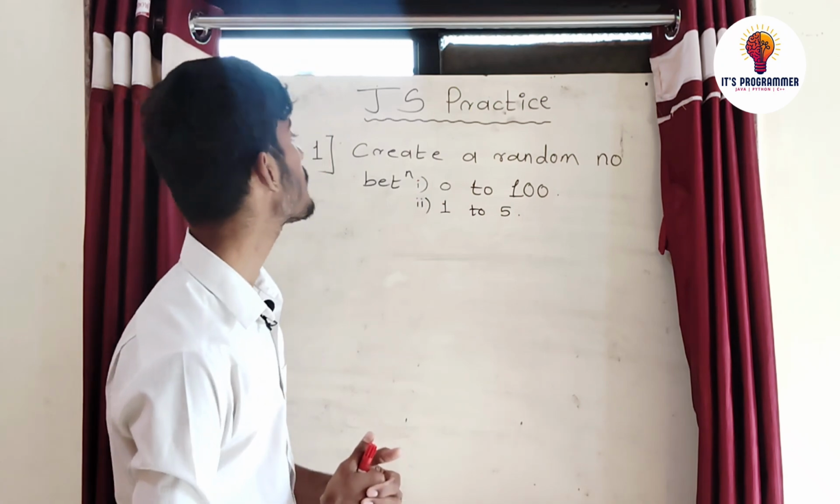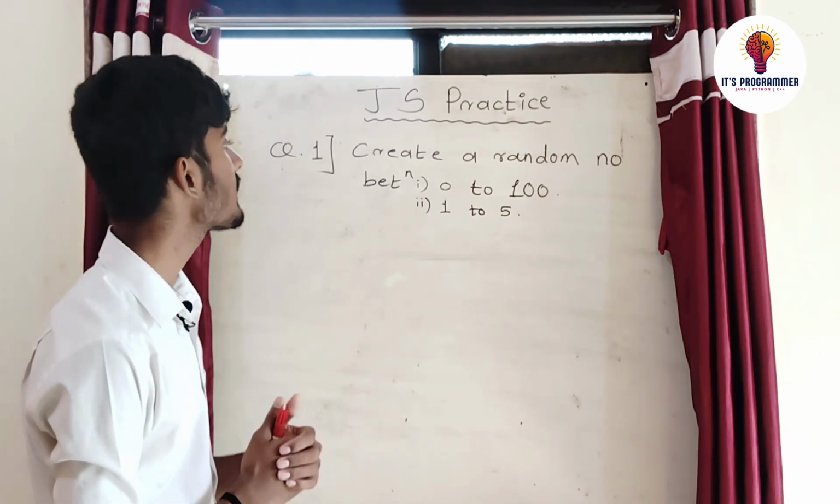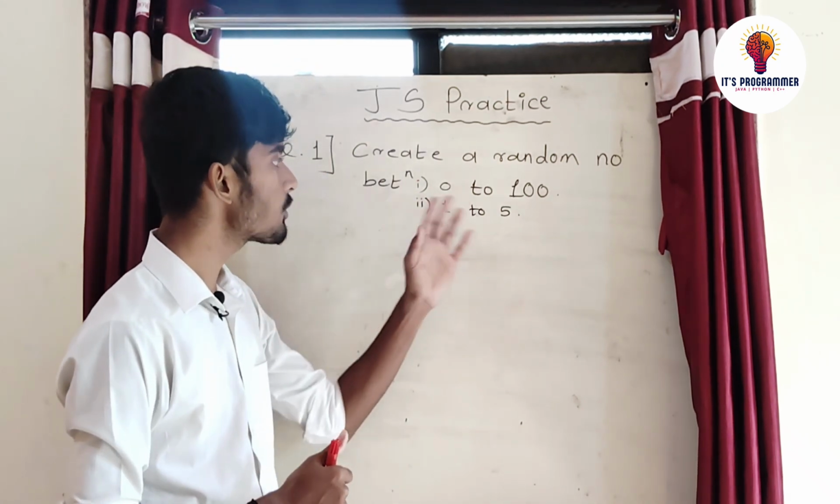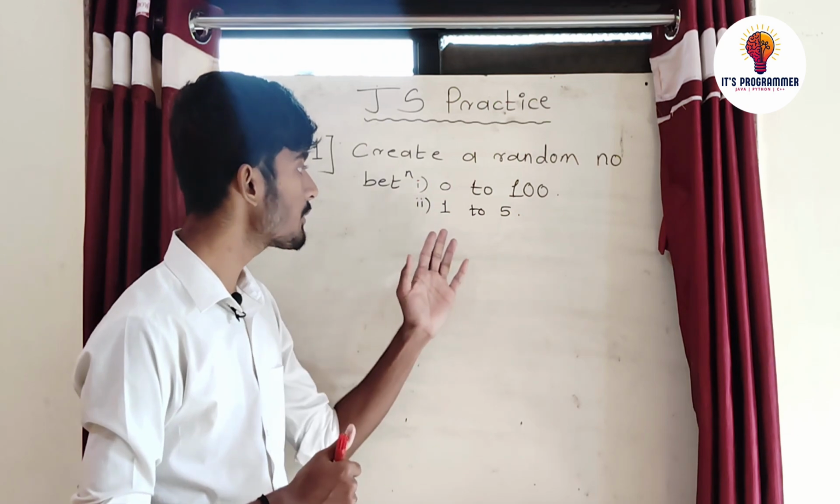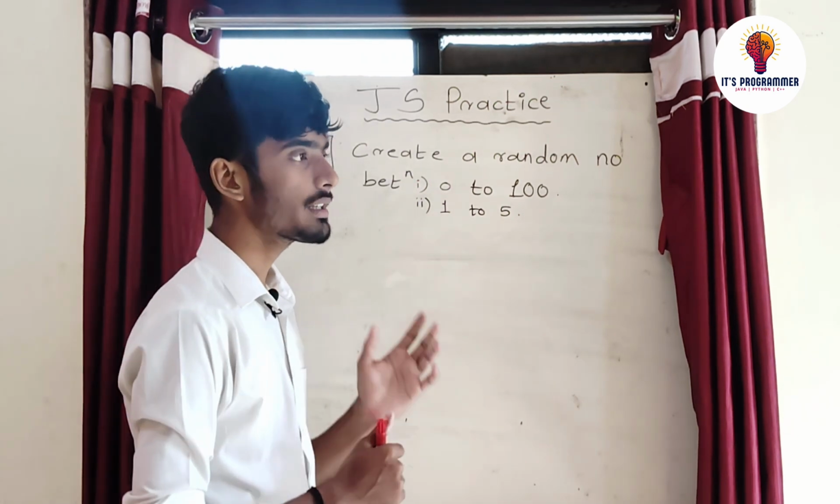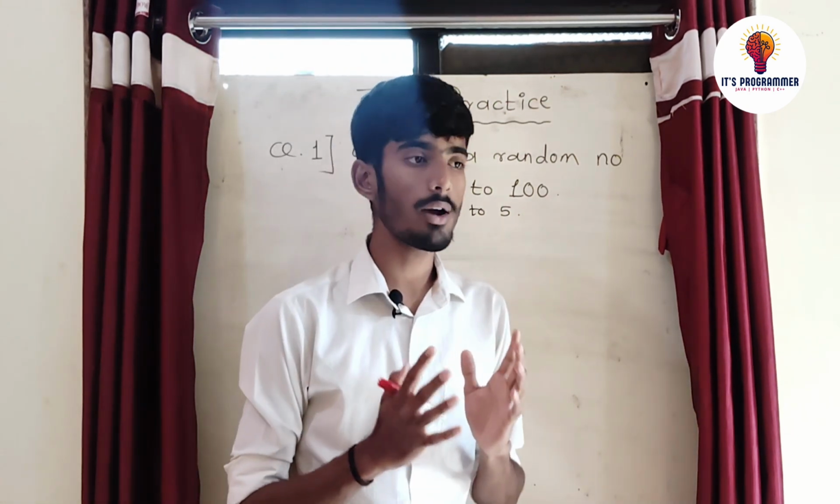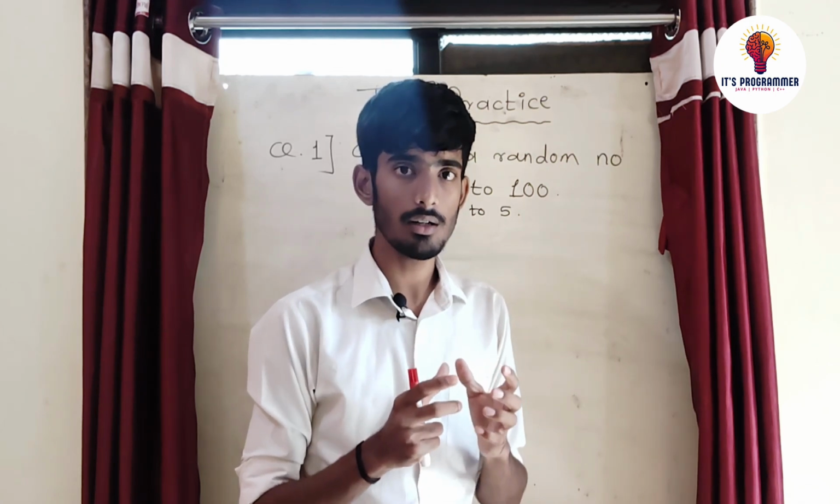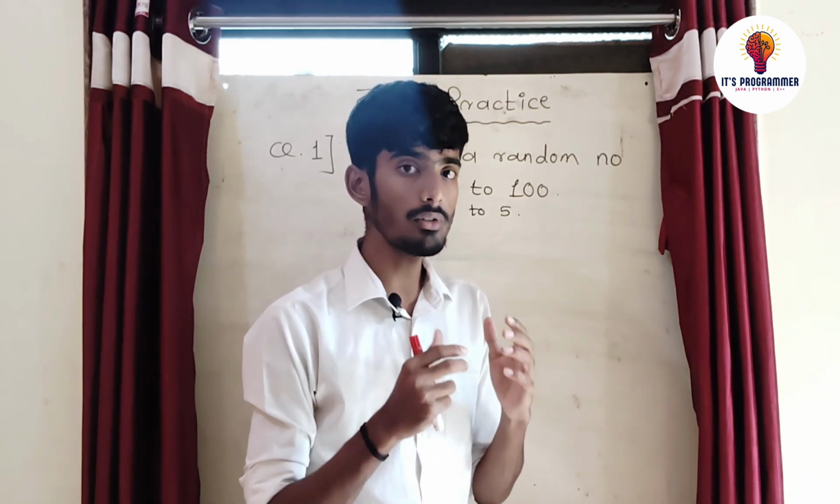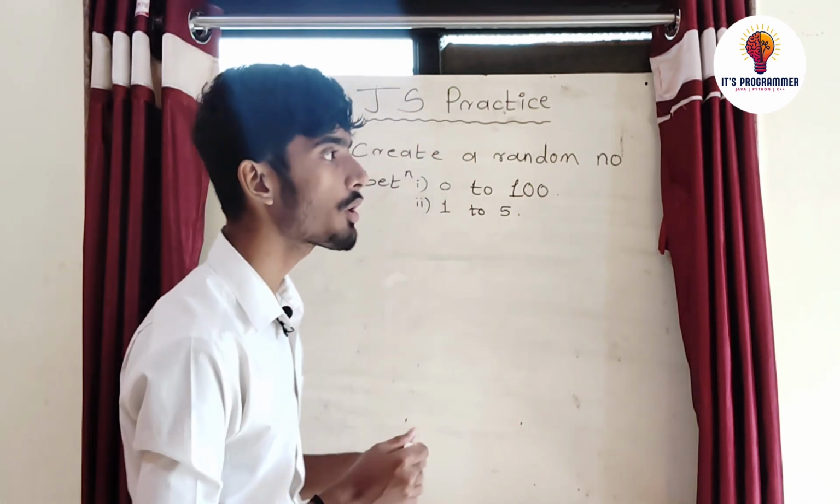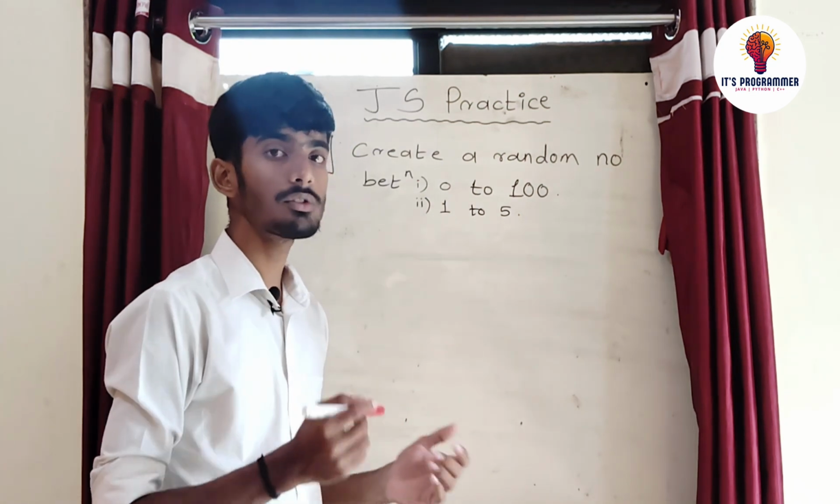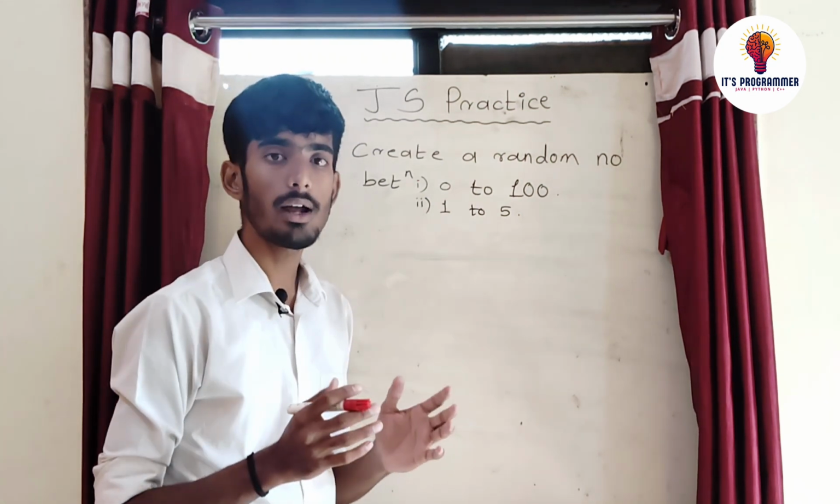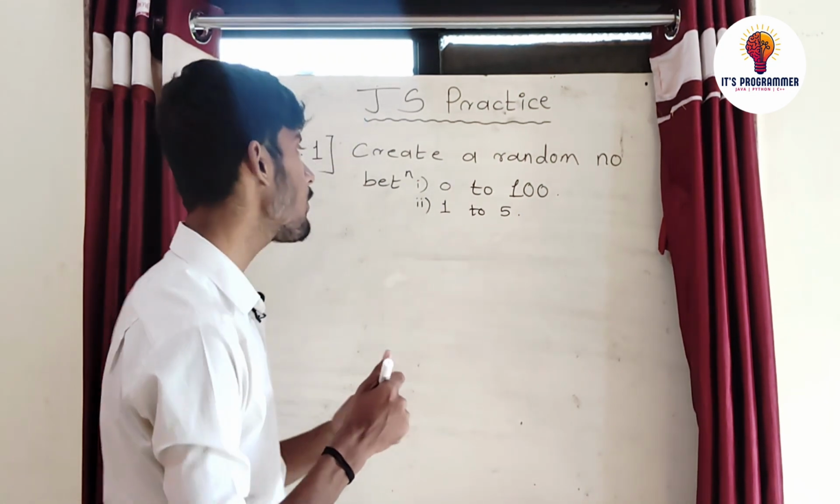Okay, so our first question is: create a random number between 0 to 100 and also in between 1 to 5. Means in this question, we have to generate a random number between 0 to 100. Then which logic will be there to generate it? We do not have to do anything.